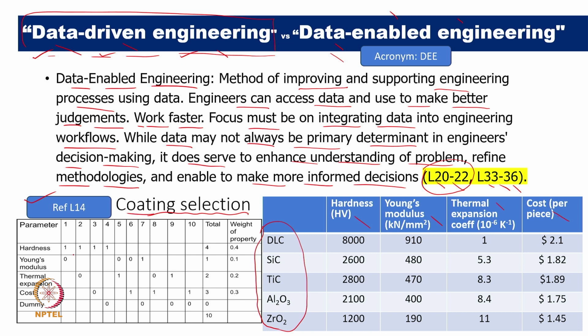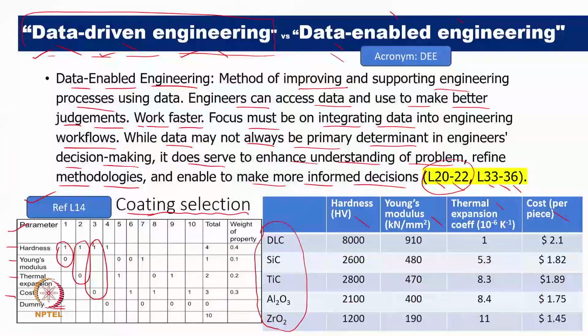Then we used our thinking or digit logic method to compare property 1 and 2, that's hardness versus Young's modulus, property 1 and 3, hardness and thermal expansion, then 1 versus 4, that means hardness versus cost, and then we introduced some dummy parameter. So this is where we have taken the decision with some other method also. Here we don't have data, we have just compared. Some intuition or expertise, or application-oriented information, was also involved. Based on that, we selected which coating would be the best coating.